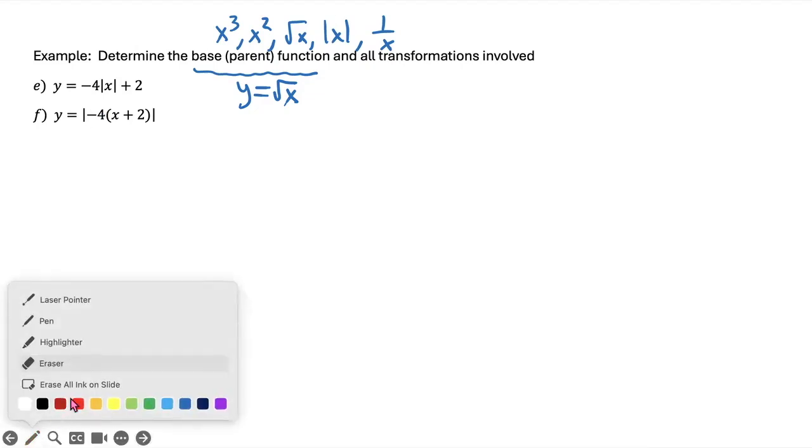Transformations. These two questions involve something new I haven't addressed, and now it's time to address it. There's a negative there. This negative, whether it's inside or outside of the function, is going to be a reflection. So negative means a reflection, and we got to think about how they are reflected. The first one, the negative is outside of the absolute value, while the second one, the negative is inside of the absolute value.